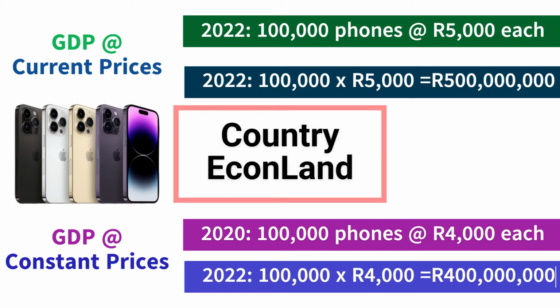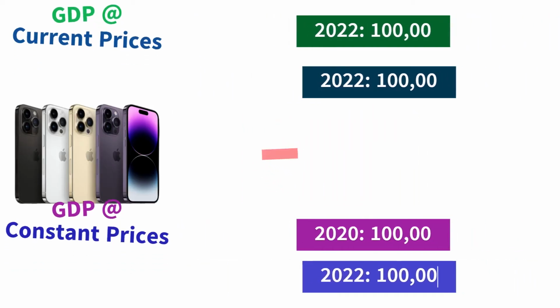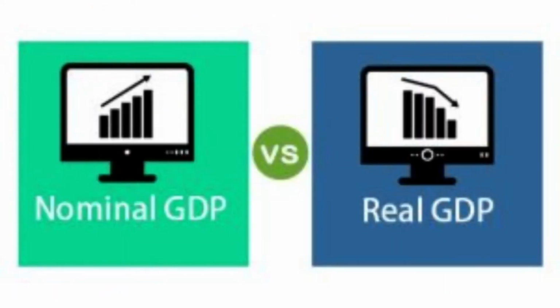So the key difference between GDP at current prices and GDP at constant prices lies in how they handle changes in price levels. GDP at current prices reflects the economic output using current market prices, which means it includes the impact of inflation or deflation. In contrast, GDP at constant prices adjusts for inflation by using fixed prices from a chosen base year, allowing for a more accurate comparison of economic performance over time.